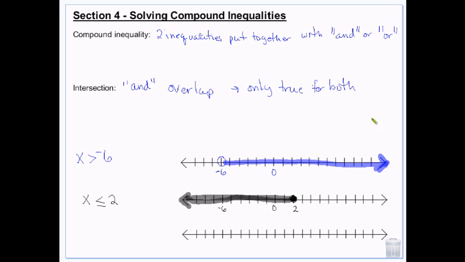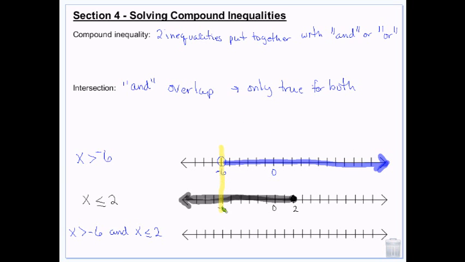With me so far? Now, our compound inequality, our intersection, has the word and in it. X is greater than negative 6 and x is less than or equal to negative 2. So it's only the parts that overlap.